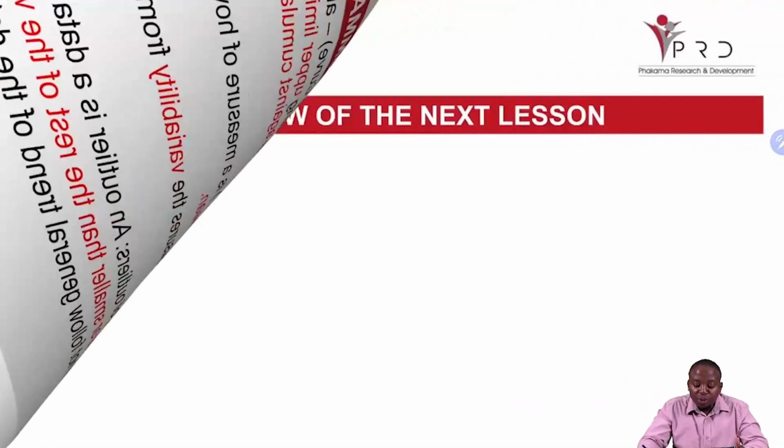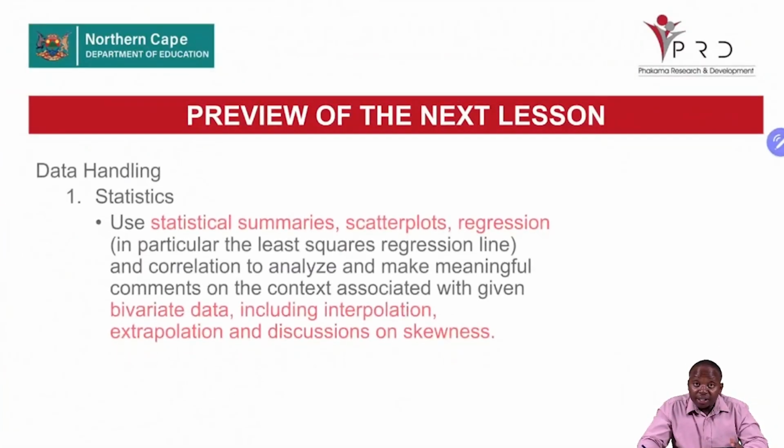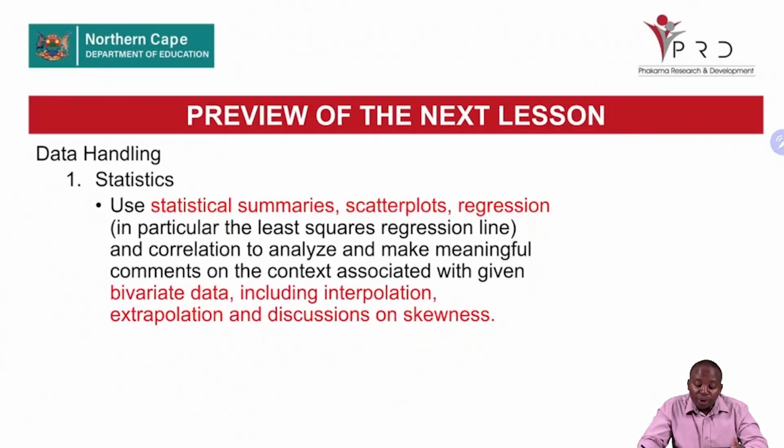Right. So, a preview for the next lesson. This is what we're going to focus on in our next lesson. Number 1. We'll proceed with data handling and statistics. Now we're going to work with grade 12 content, where we use statistical summaries, scatter plots, regression, in particular the least squares regression line, and correlation to analyze and make meaningful comments on the context associated with the given bivariate data, including interpolation and extrapolation, and discuss the skewness.